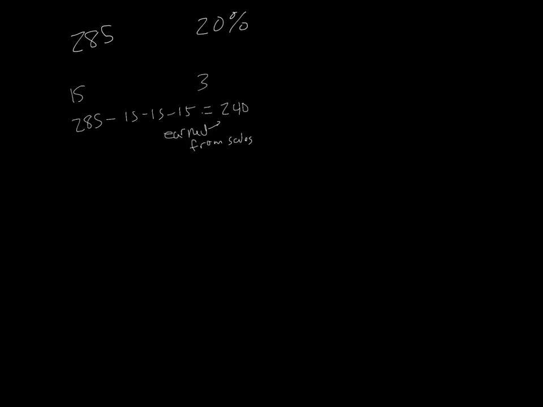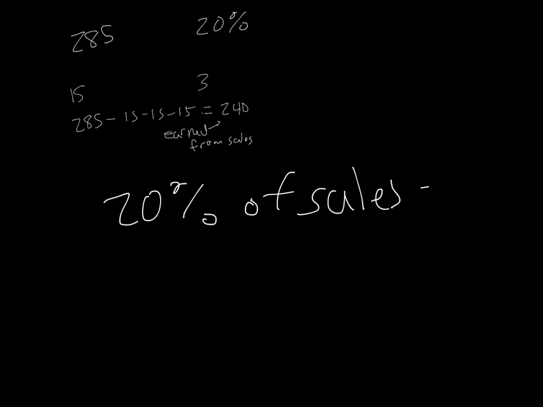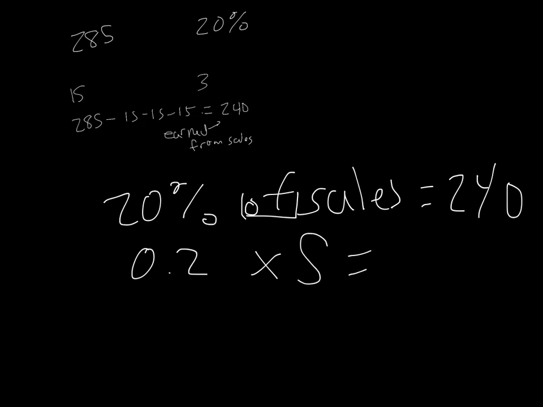The thing I don't know is my sales. How much did I actually sell? But what I do know is that 20% of my sales must have been 240. Once I know this statement, I can start changing things that make sense to me. So 20% is 0.2. Of means times. Sales, I'm going to use S. 0.2 times S equals 240.